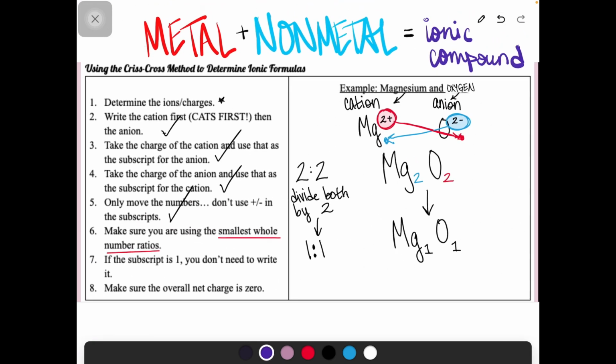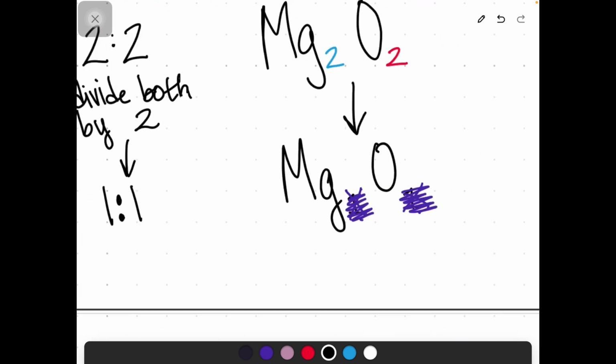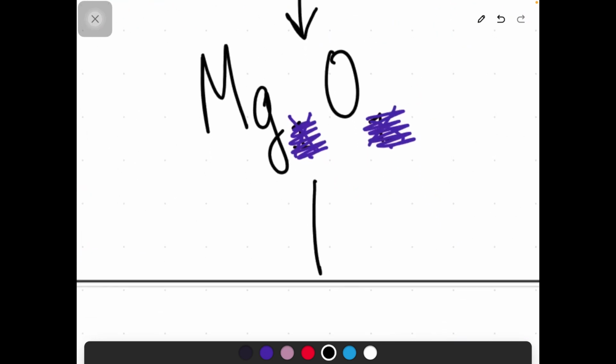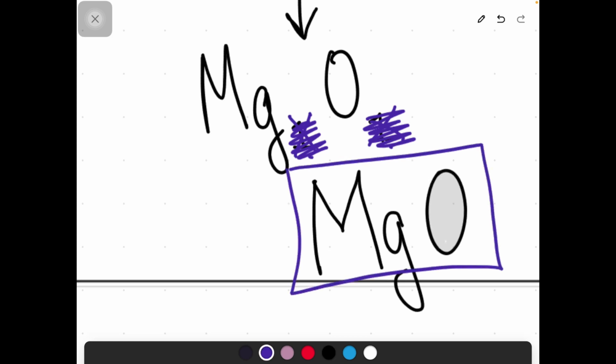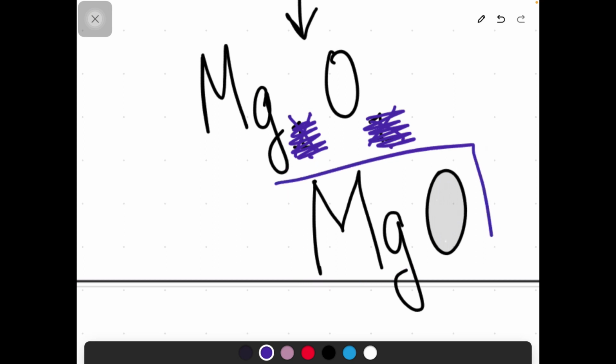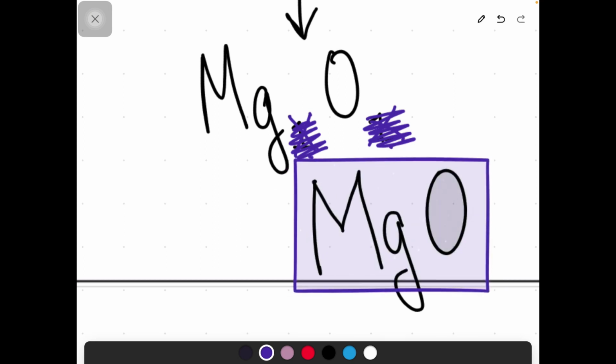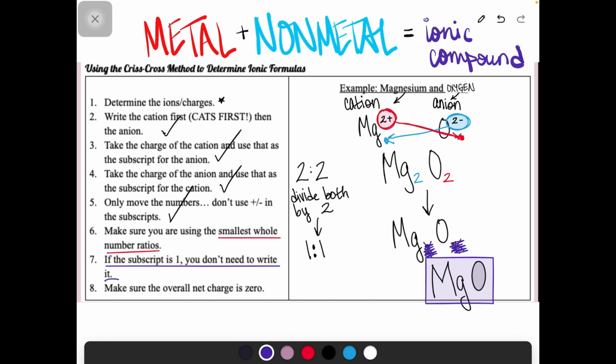If the subscript is 1, you don't need to write it. Okay, if the subscript is 1, you do not need to write it. So we're going to scribble those out. We do not write 1. Okay, so that means my new formula is going to be MgO. The ionic compound formed by magnesium and oxygen is going to be MgO.